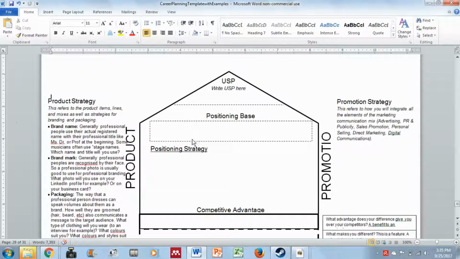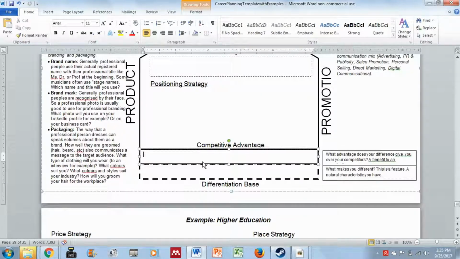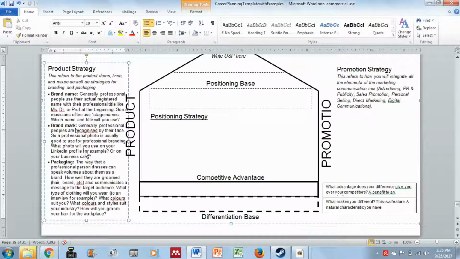So, product strategy. This refers to the differentiation base and competitive advantage, which we've covered in Chapter 7, but I'll show you an example down below. Product strategy, you look at brand name, your brand mark. When it comes to a professional brand, it's usually a photo, because your face is kind of like your brand mark, and your name is your brand name, and your packaging is usually the way you dress.